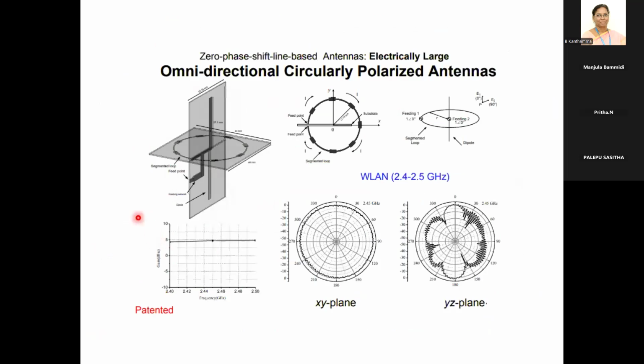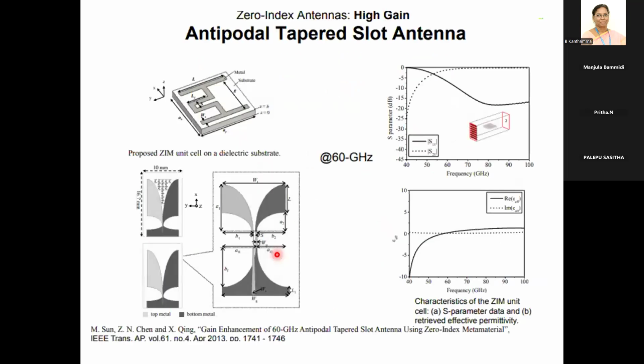And you can also use them for the generation of the two polarizations. That zero phase shift antenna can be used when the antenna size is very electrically large. You can have this type of zero phase shift antennas, and you can also use this for circularly polarized antennas, where you are going to have two polarizations, two perpendicular components with 90 degrees phase shift. You can have the generation of the circular polarization.